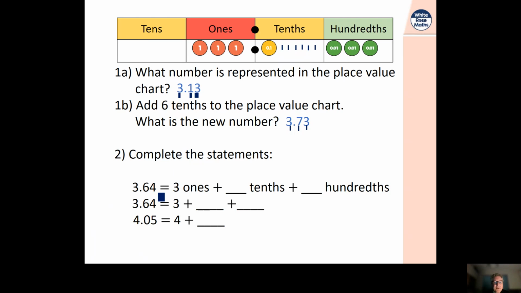To complete these statements, 3 ones, how many tenths, how many hundredths, and we're sort of closing it down a little bit. 3 plus that, and 4 plus what? The 4, the 0.6 and the 0.04. What did you do for the last one?